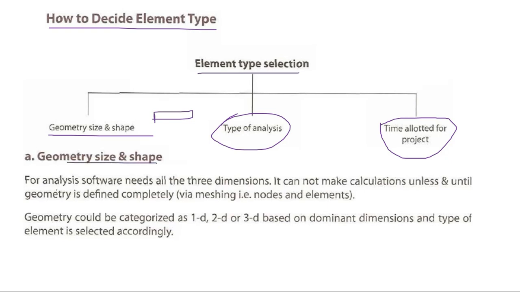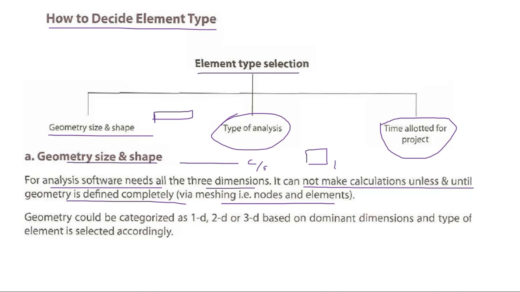Geometry, size, and shape. For analysis, the software needs all three dimensions. It cannot make calculations unless the geometry is defined completely. We are missing nodes and elements, so we need to give all three dimensions. Suppose if you are giving a beam, we need to give the cross-sectional area, and if you are giving a plate element, then we need to give the thickness. So all three dimensions will be given. In the case of solid, automatically we are giving all three dimensions. So geometry could be characterized as 1D, 2D, 3D based on the dominant dimensions, and the type of element is selected accordingly.